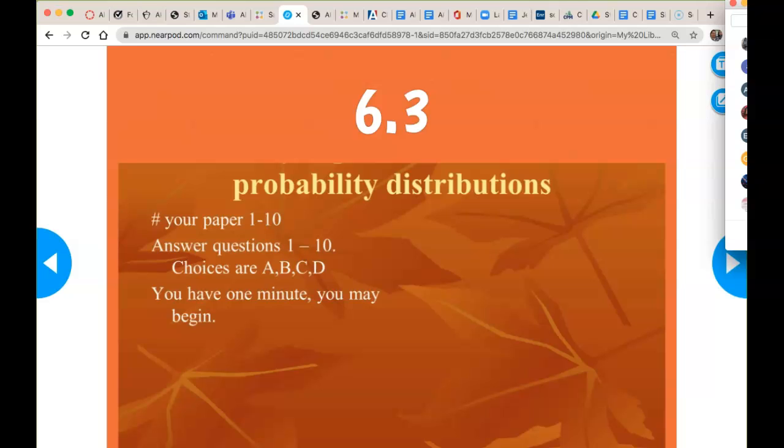So on paper, in your notes, number your paper 1 to 10, and then answer questions 1 through 10. Your choices are A, B, C, and D. Can you do it in 1 minute? A 10-question quiz in a minute. You're guessing because you don't know anything about binomial distributions unless you looked it up. So you're going to guess, and we're going to see how good you are at guessing.